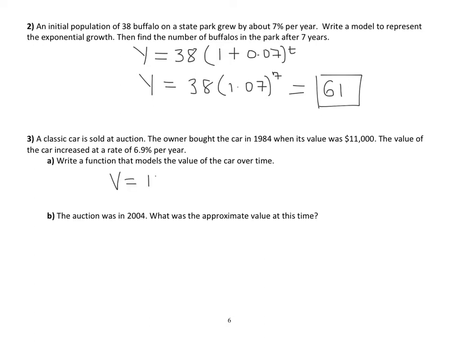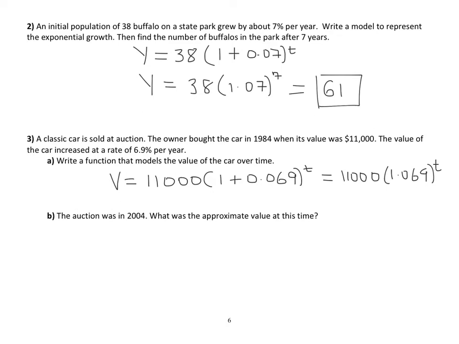The initial value was 11,000, and this car is increasing in value, so it's going to be 1 plus 0.069, raised to t. And I could simplify that to 11,000 times 1.069 to the t. And then in the next question, I'm told the auction was in 2004. What is the approximate value? The auction was in 2004. What was the approximate value at this time?